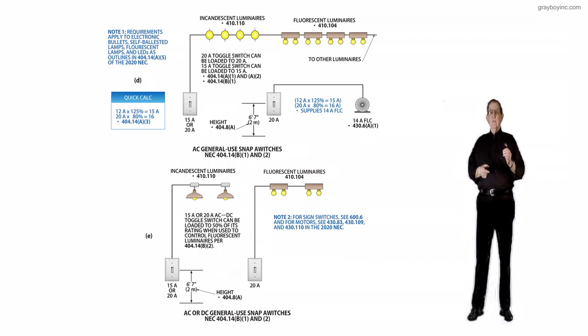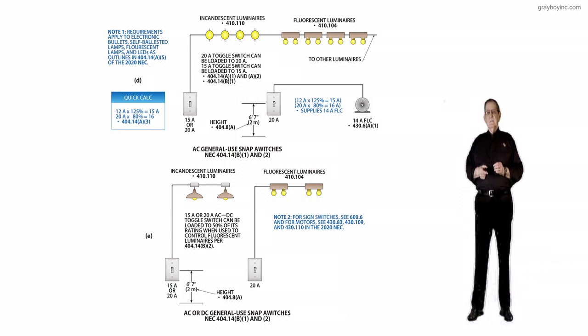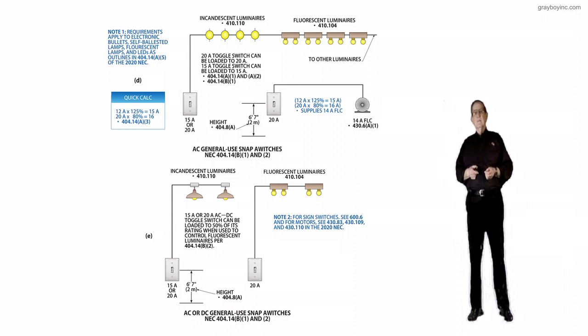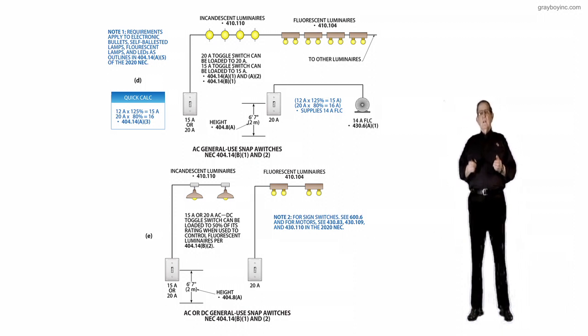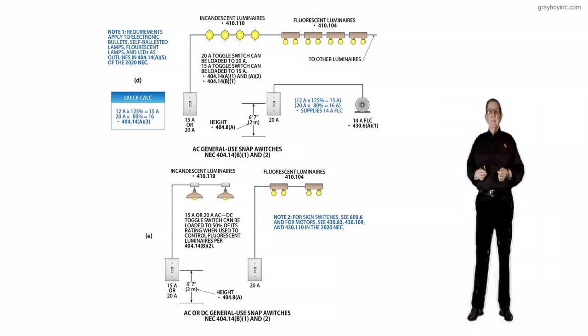So in other words, if you were supplying an AC type load, then notice the 20 amp switch, if that was the rating, you could only load it to 10 amps. So this is giving you the loading capability of the switch based upon what it's switching there, and it's switching incandescent.